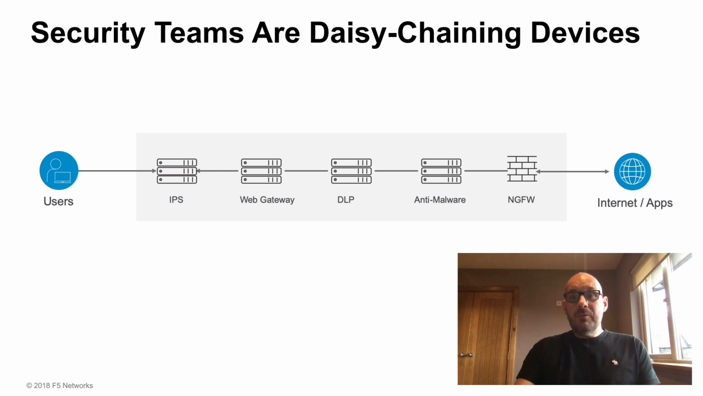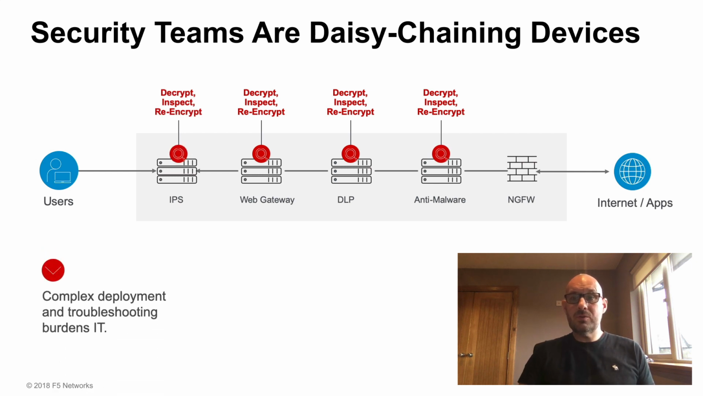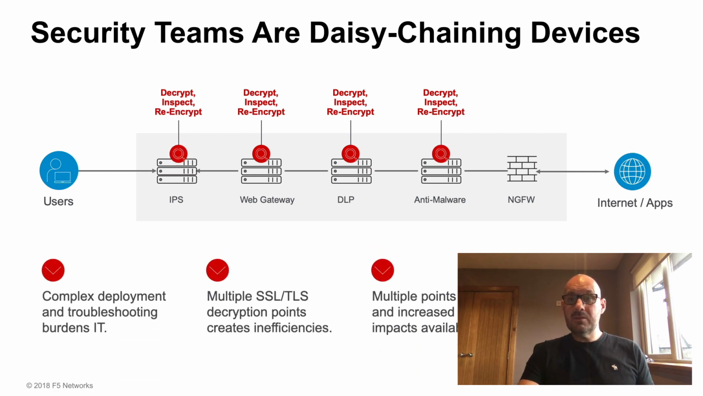So security teams have to deploy a wide variety of security devices. Typically, this is done in a security daisy chain. For example, internal traffic talks to an IPS, which passes to a web gateway, which passes to the DLP solution, and then to the sandbox, and then finally to the firewall before being sent on its way to the application. This creates multiple intercept points and the potential for multiple points of failure.